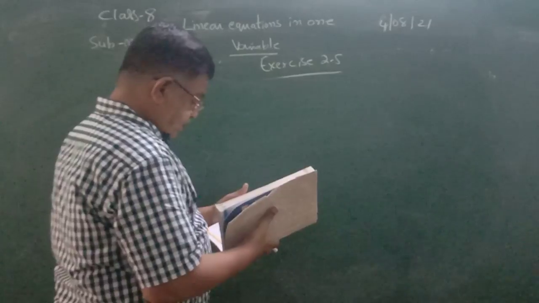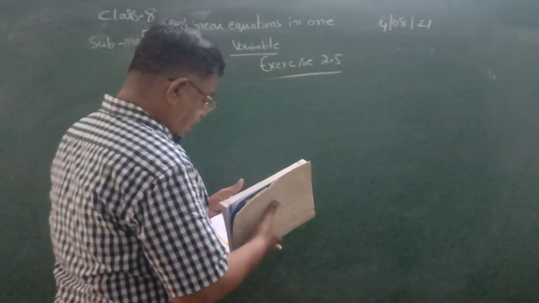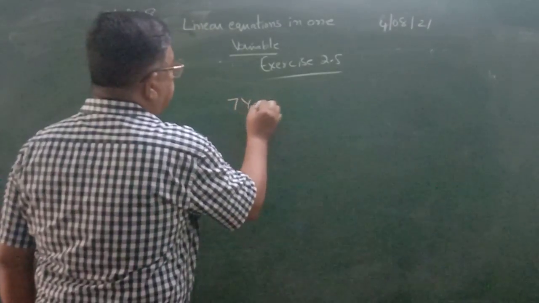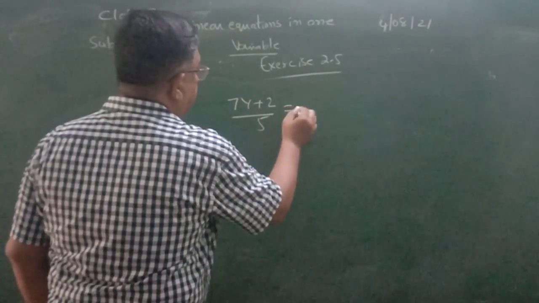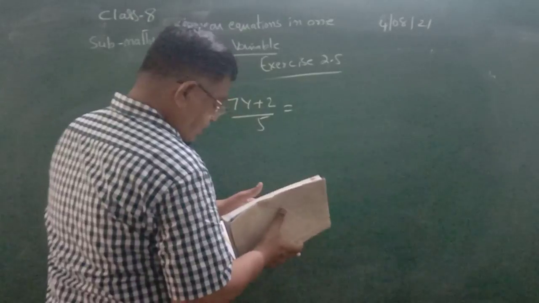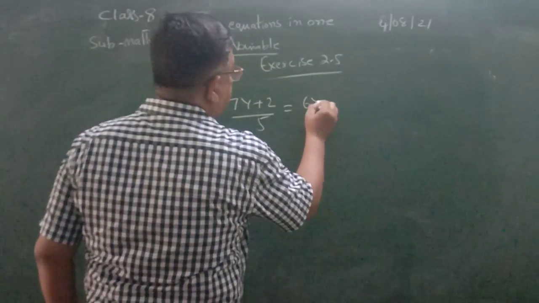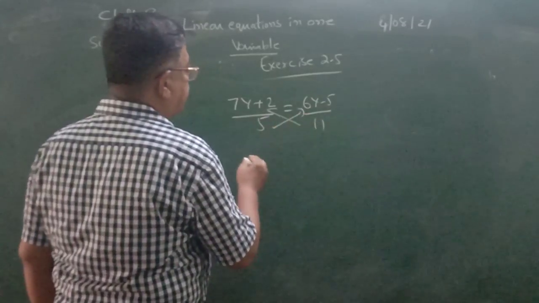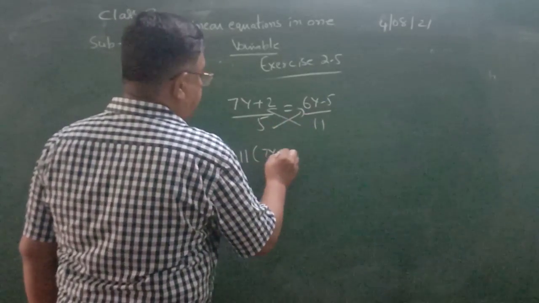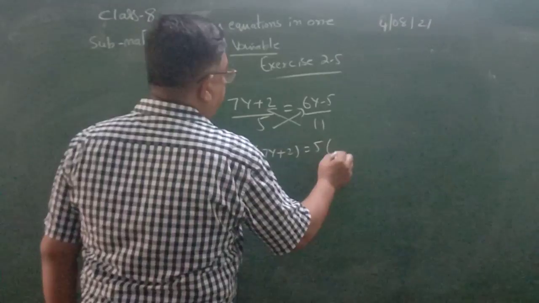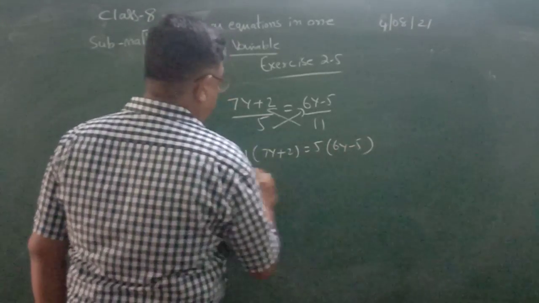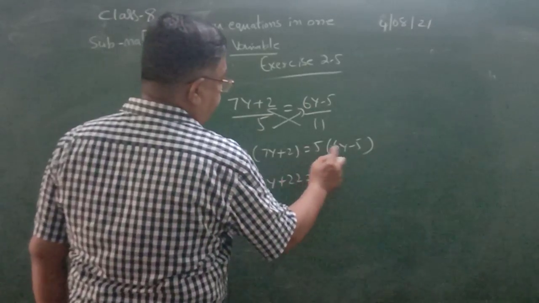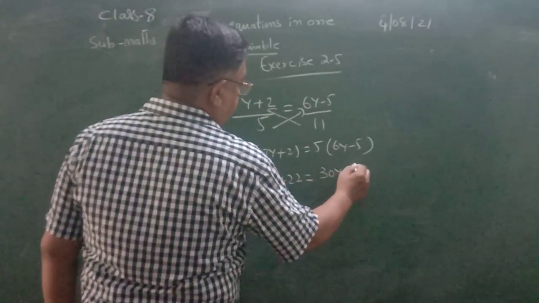Next. Problem number 10 I am explaining; the 9th one you try as homework. 7y plus 2 by 5 is equal to 6y minus 5 by 11. Here also you have to follow the same method, cross multiplication. 11 into 7y plus 2 is equal to 5 into 6y minus 5. 11 into 7 is 77y, minus 11 into 2 is 22, equal to 5 into 6 is 30y minus 25.